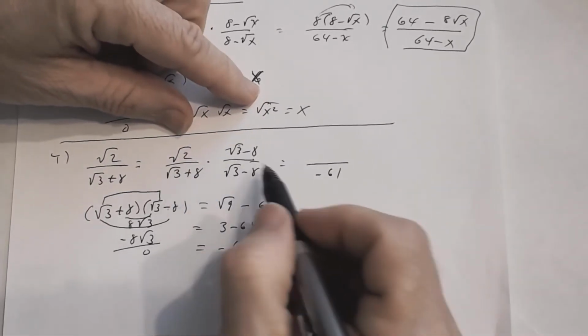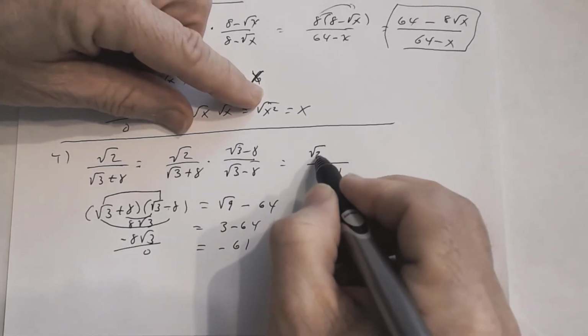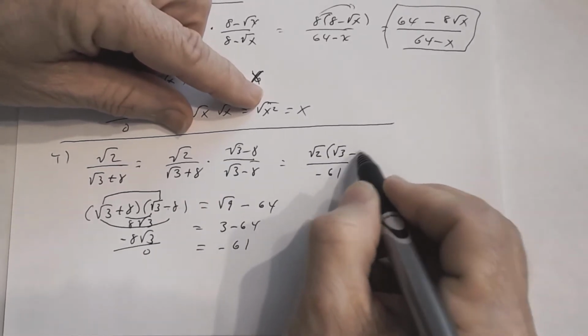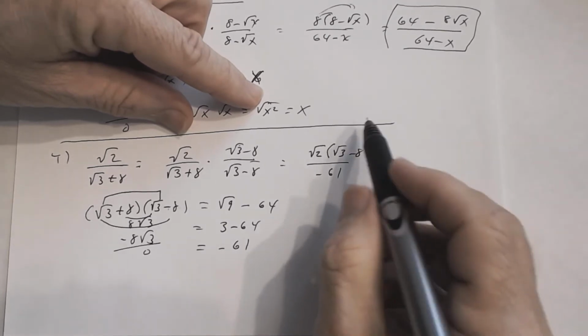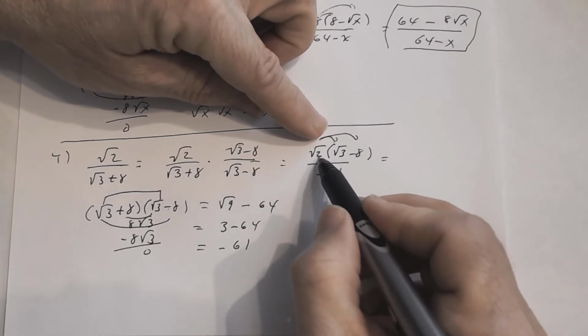Now the numerator, I have a monomial times a binomial. So let me go ahead and rewrite it like this: square root of 2 times square root of 3 minus 8. Okay, now let's go ahead and distribute.